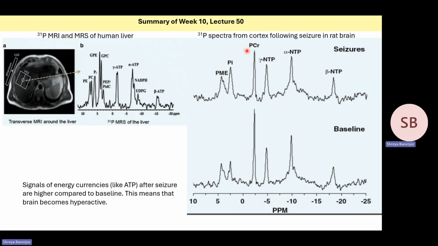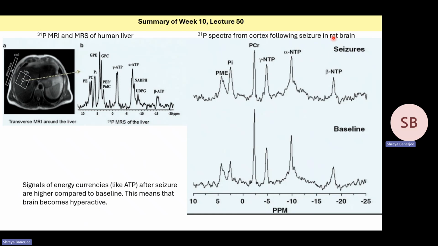Now, suppose this 31P spectra here, so these are two MRS spectra. The lower one is the baseline in a normal rat. The upper one is a spectrum in a rat after a seizure. You can see in the upper spectrum, these peaks that are NTP are basically like energy currencies. We know ATP is the energy currency in humans, where ATP is hydrolyzed to ADP and so on, and energy is released. In rat brain, the energy currency is NTP, and NTP can be hydrolyzed in order to give energy.